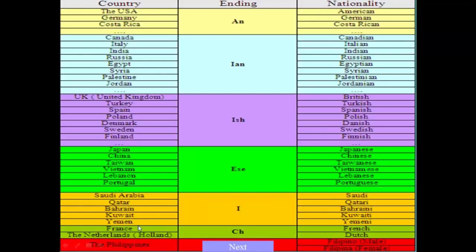Okay? Now, moving on to France and the Netherlands, also known as Holland. We use CH at the end, so basically just French and Dutch. Okay? Now, this one is the last, the Philippines right here, so we use O at the end, okay? So either O for male and A for female. Kind of like Spanish, I don't know if you guys know Spanish or not, but they use kind of the same system of O and A for male and female. So Filipino for male, and Filipina for female. Okay?